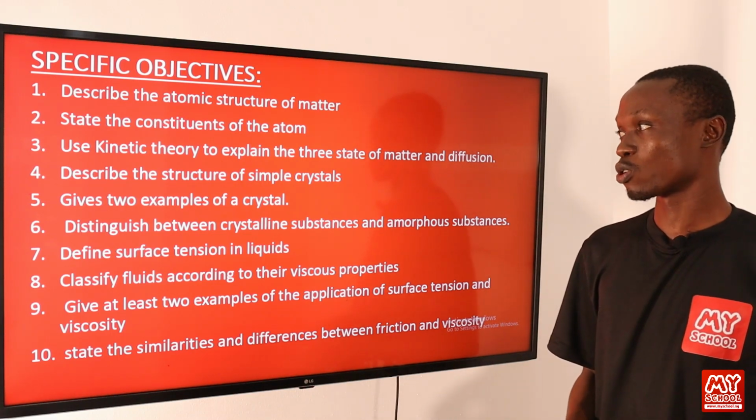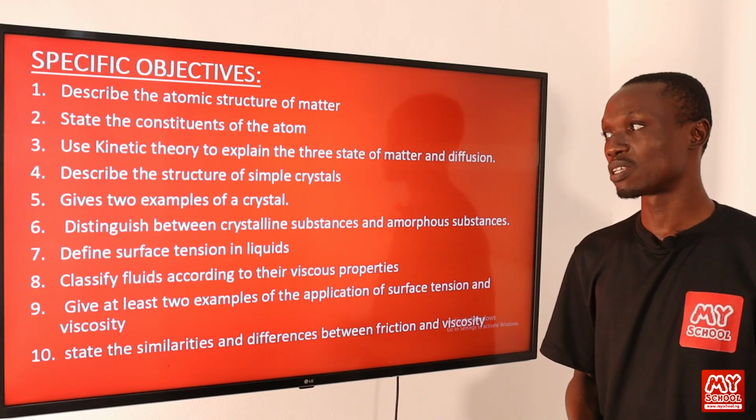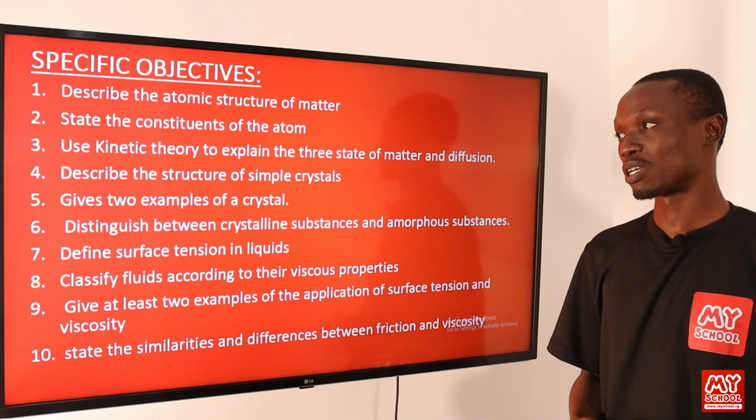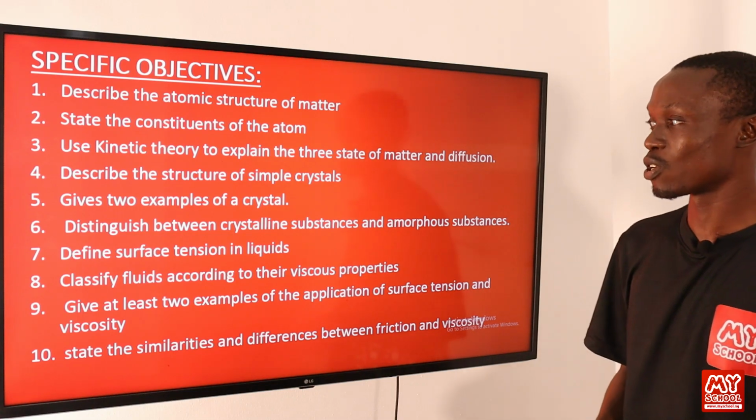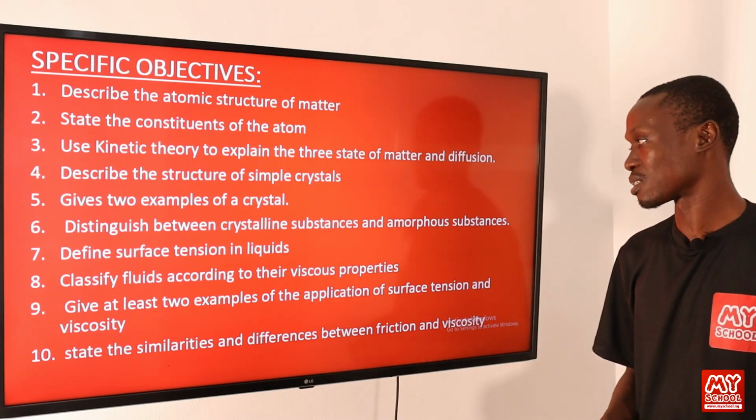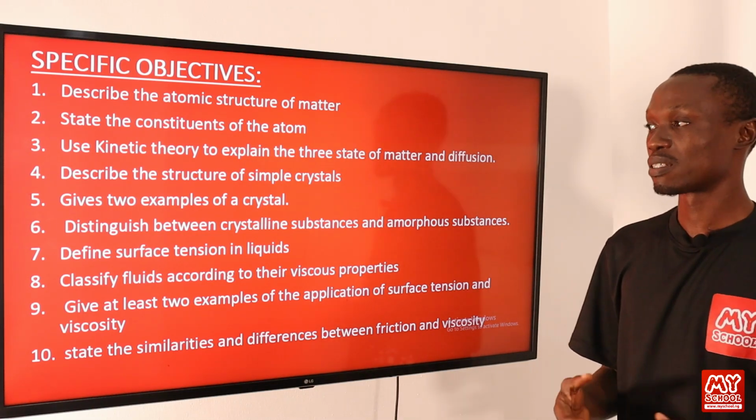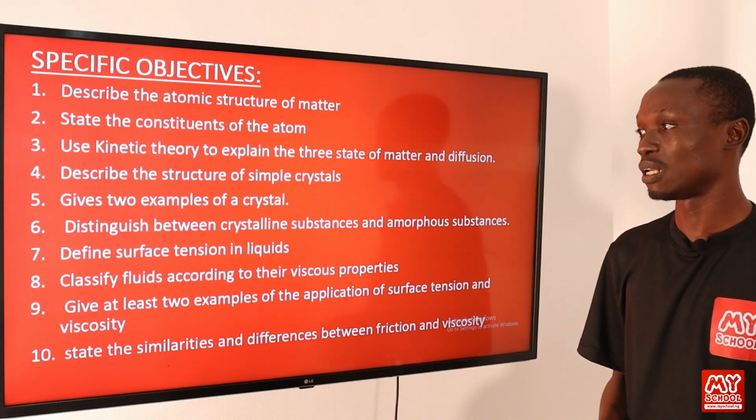4, describe the structure of simple crystals. 5, give 2 examples of a crystal. 6, distinguish between crystalline substances and amorphous substances. 7, define surface tension in liquids.